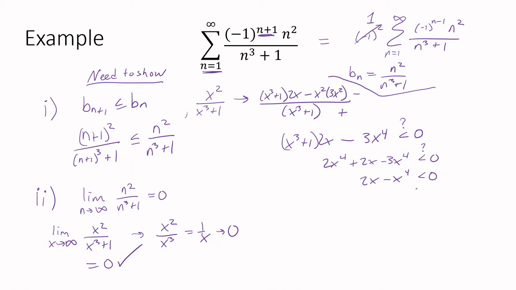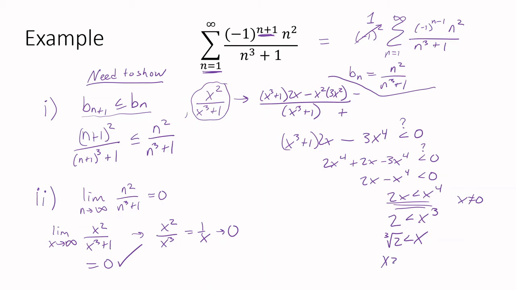Okay, so then I want to show that 2x is less than x to the 4th, right? This is what I need to be true for this to be decreasing. Well, we know x is not 0, so I'm going to divide both sides by x. And since x is not 0, and x is also positive, I don't have to flip, then I'm going to cube root. So what we're seeing here is the cube root of 2 is somewhere between 1 and 2, a little bit bigger than 1, right? And so this is true as long as x is bigger than or equal to 2.